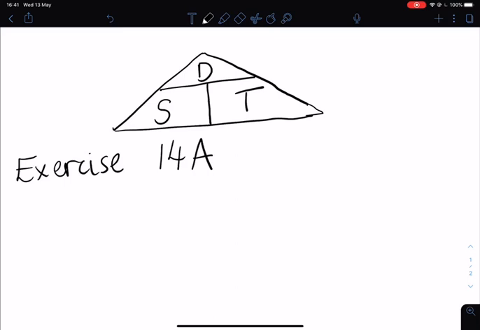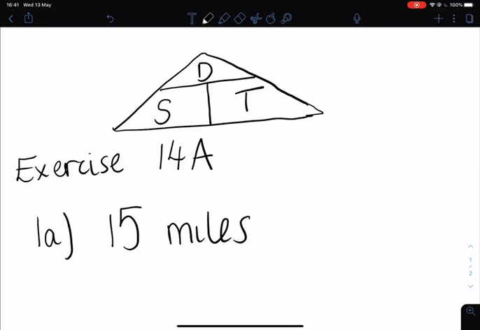So I need to know how fast an individual is going if they travel 15 miles in 3 hours. Now, in this problem, we're trying to calculate the speed. So what I would normally do is I would cover it over with my finger so that I can see which we have left. So in this instance, I'm going to cross out the speed to see what we are left with. So as you can see, we're left with distance and time.